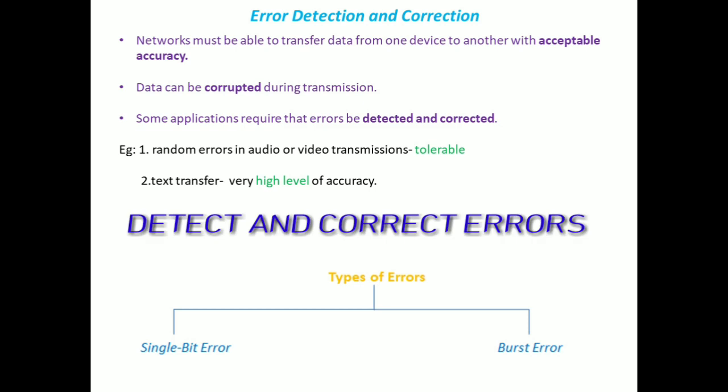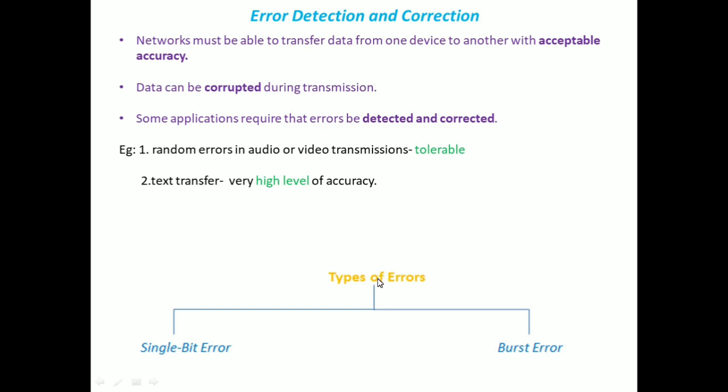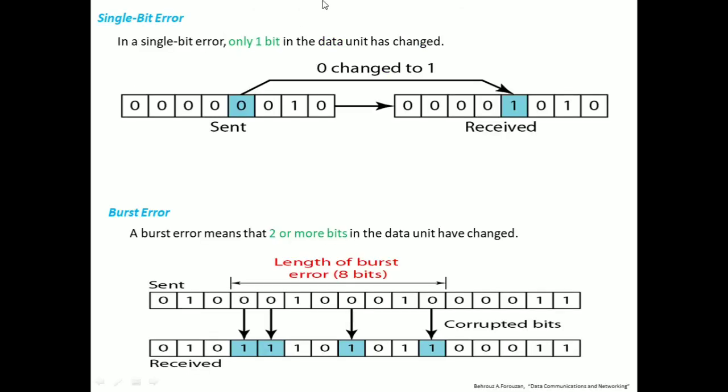Let us first see the different types of errors before going to the discussion of error detection and correction. There are mainly two types of errors. The first one is single bit error and the second one is burst error. In a single bit error, only one bit in the data unit is changed. This is the information sent by the sender: 0 0 0 0 0 0 1 0. Now the receiver has received the data. If you see, this 0 bit has been changed to 1 bit, right?